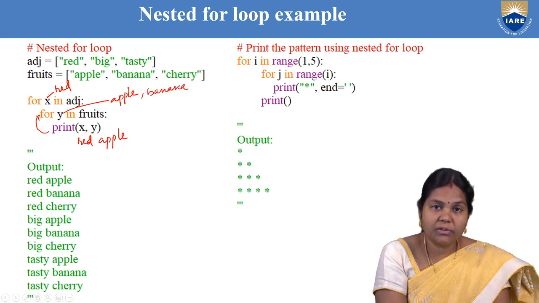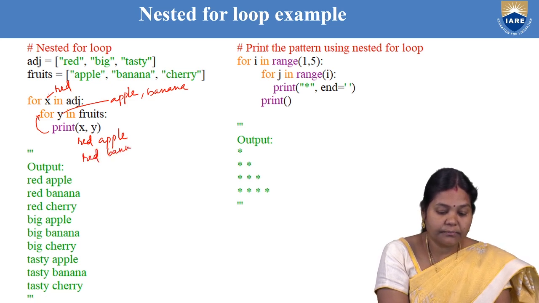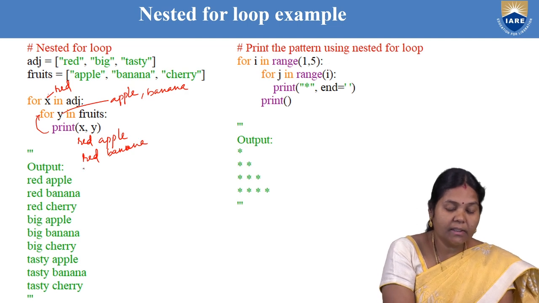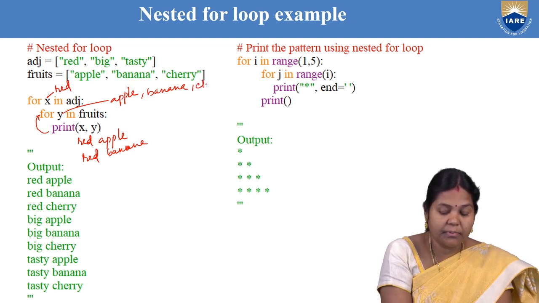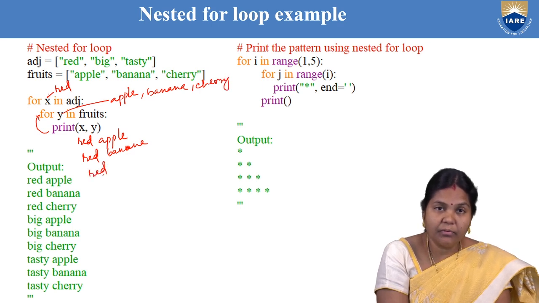So now the y value is banana. For that, the x value is the same, so it is red only. So it will display red banana. Again, the third time, the inner loop is continuously running 3 times for all elements. Now the third time the value of y will be cherry. So the outer loop value of x is the same, and it will display red cherry.